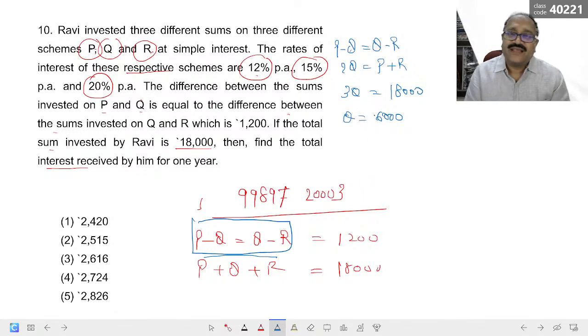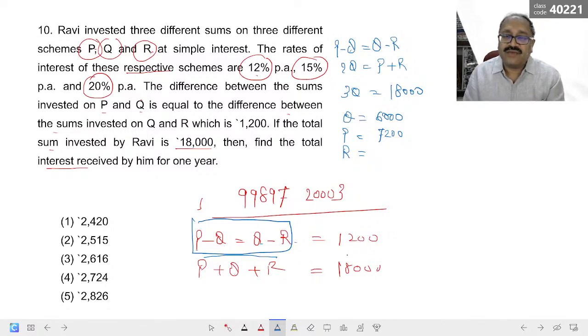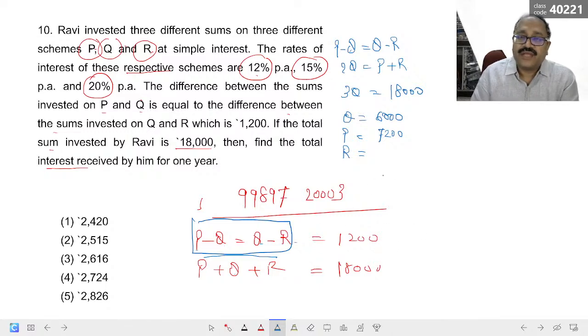Now if Q is equal to 6,000, then P minus Q is 1200. Then what will be P? P will be 6,000 plus 1200, that is 7,200. And what will be R? Q minus R is 1200, so R is equal to Q minus 1200, that's 4,800.